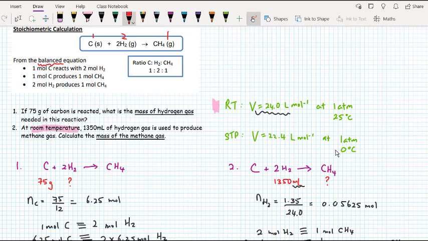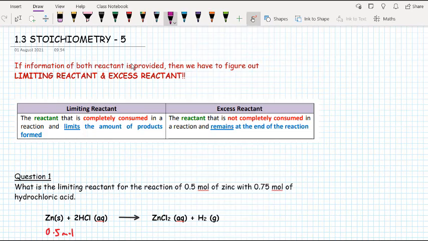For both of these examples, you are only given information on one of the reactants. Question number 1 gives you the information of carbon only. For question number 2, the information is given for hydrogen gas only. What if we have information for both of the reactants? Then it comes to our next topic, which is limiting reactant. If information of both reactants is provided, then we need to figure out the limiting reactant and the excess reactant. Normally you will have more than one reactant, and you need to figure out which one is limiting and which one is in excess.